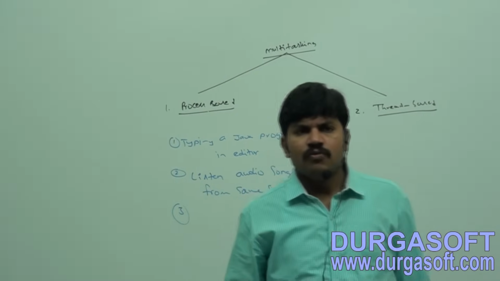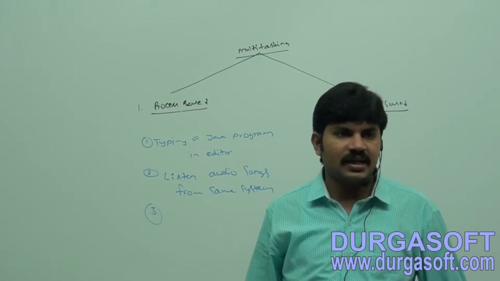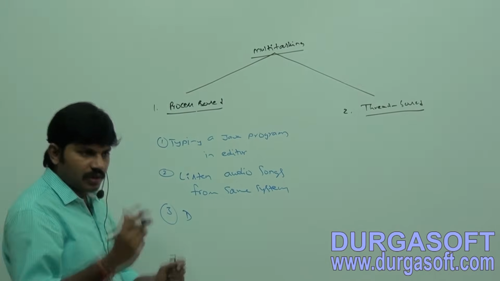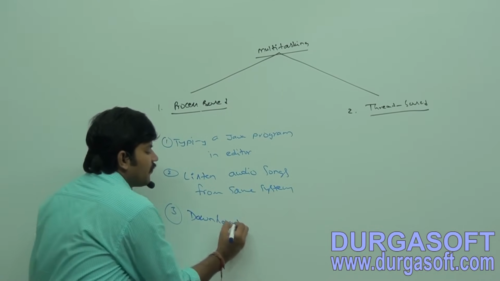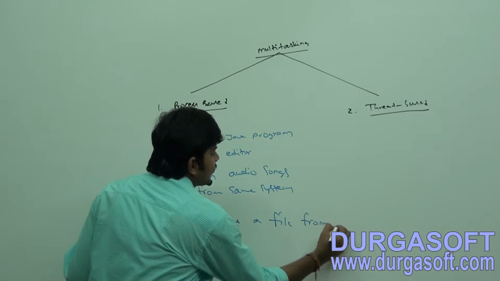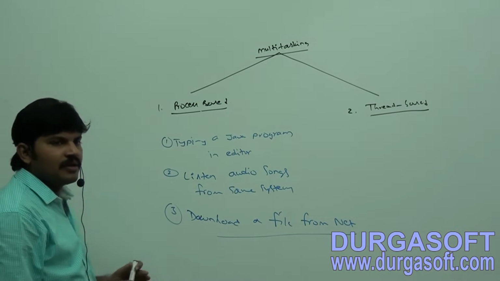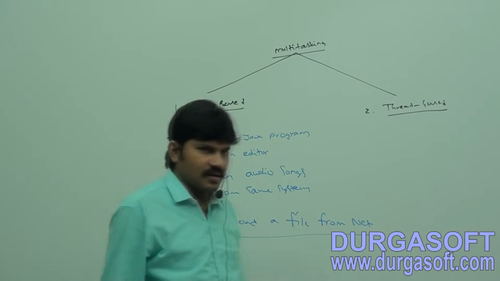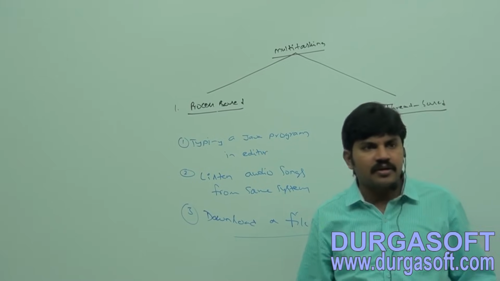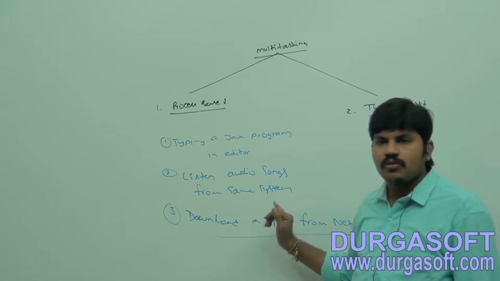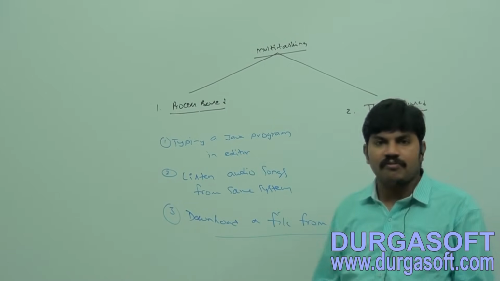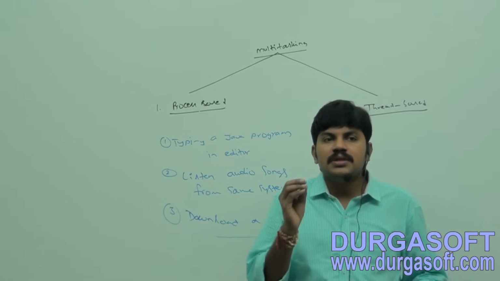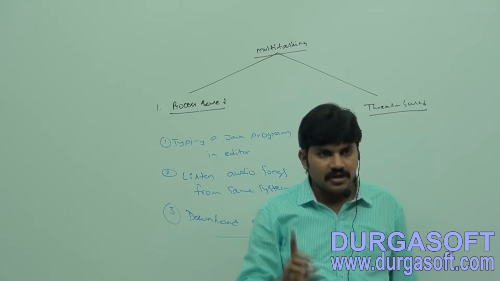At the same time, we can download a file from the net, correct or not? Okay, from the internet, I want to download new audio songs. Now, do you know whether all these three activities will be performed simultaneously or not? Yes, while typing, I can listen to MP3 audio songs. At the same time, in the background, I can download a file from the net. All these activities will be performed simultaneously. This type of multitasking is process based multitasking.